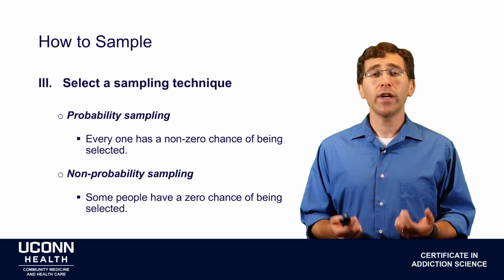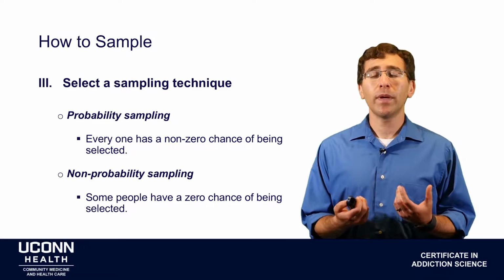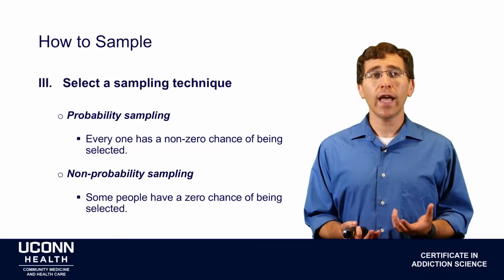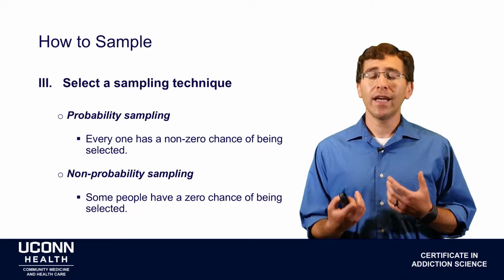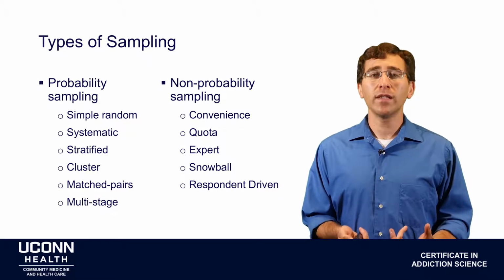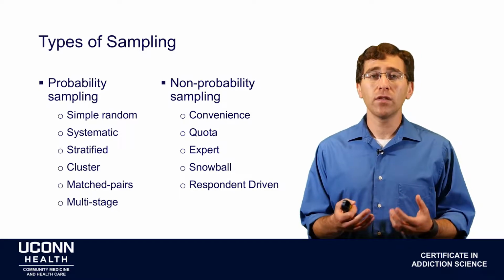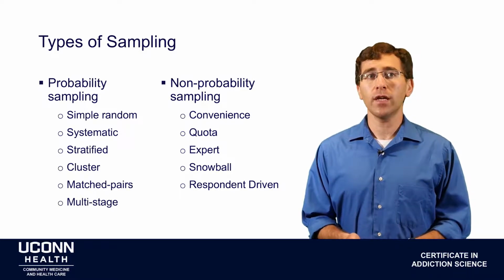And finally, to create your sample, once you have your sampling frame, once you've defined the population, you need to pick a sampling technique. There's 2 broad categories, probability sampling and non-probability sampling. And then within each one of these categories, there's multiple different subtypes and very specific ways to do the sampling, and we'll talk about those in other videos.